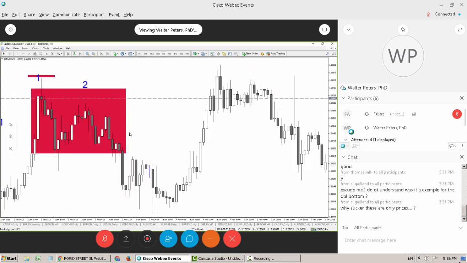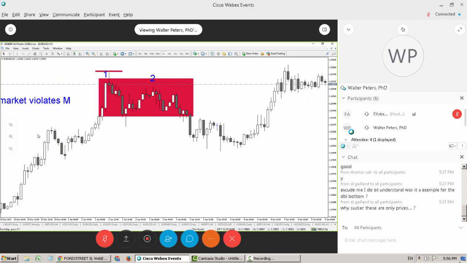But that's okay because this one wouldn't have really gone very far. It just went a little bit lower and then it stops you out. So it would have been a loser either way. I just wanted to show you what an M entry looks like. Are there any questions about that? Is that making sense? The old M entry?